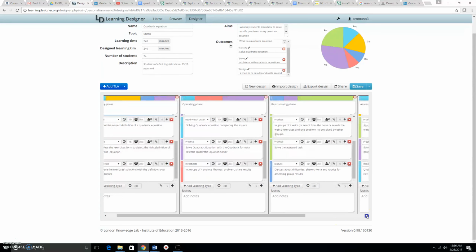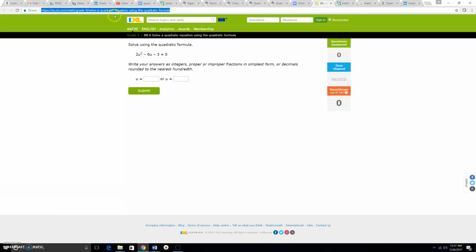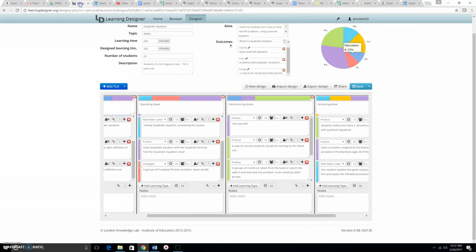In the restructuring phase, students must test themselves online. This part can be done in the classroom with their own tools, with a smartphone also, and the test is an interactive test available on the IXL site. They just solve the equation on their own paper and then put the solution inside, getting back the result whether they are right or not.